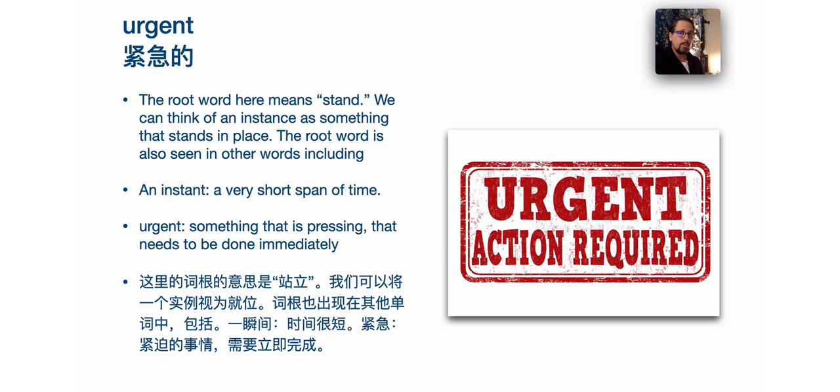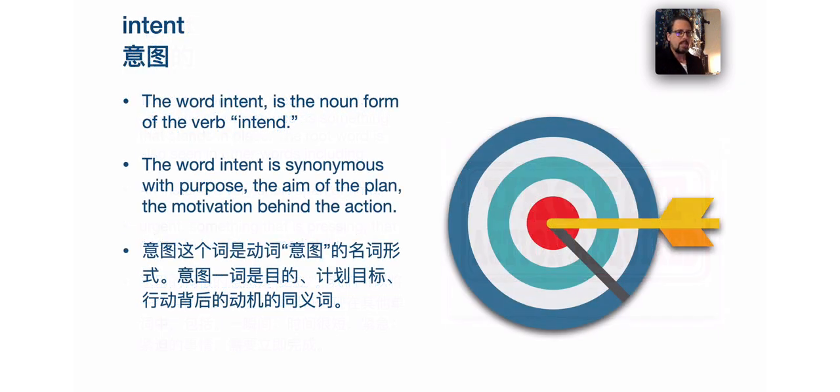The root word is also seen in other words, including an instant, which means a very short period of time, and urgent, something that is pressing, that needs to be done immediately. An instance is a point, making a point by giving example. An instant is a point of time, and something that is urgent is something that is very pressing and very important, time sensitive.